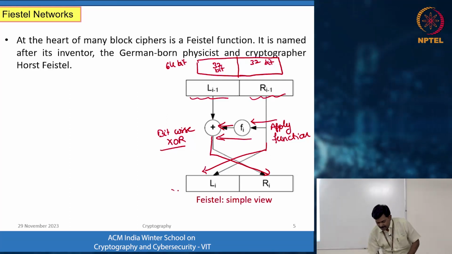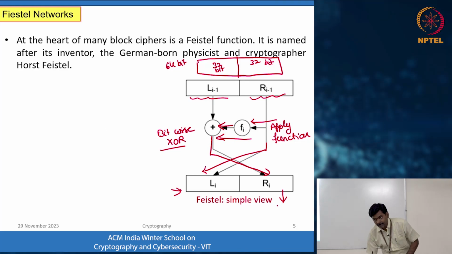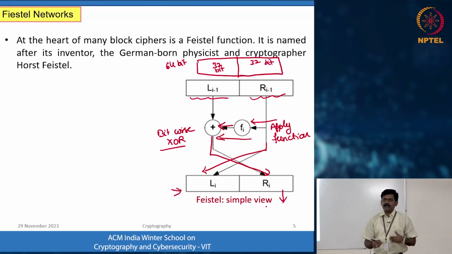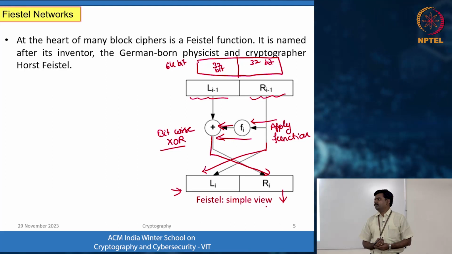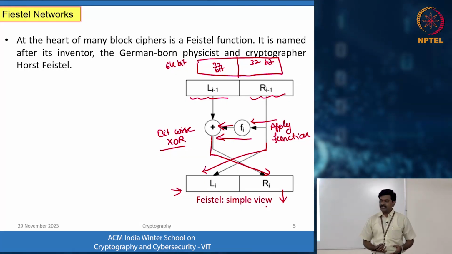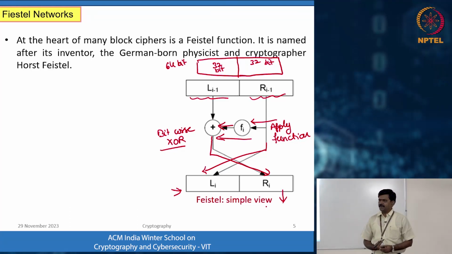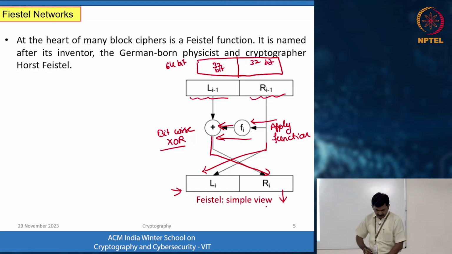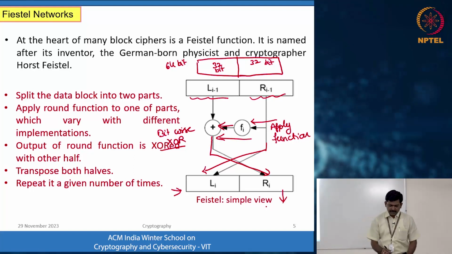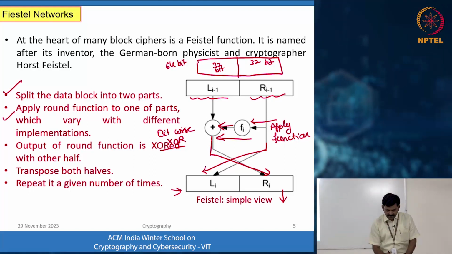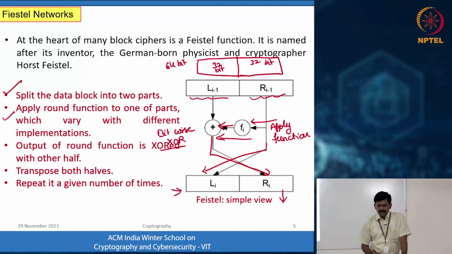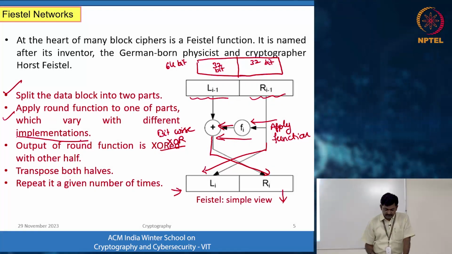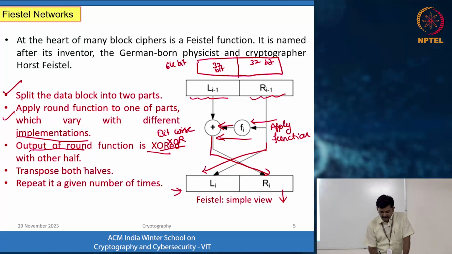Again, keep the left as it is, take the right, apply the transformation function. Iterate this. You can iterate 10 times, 16 times, as many times as you want. So this is the Feistel network. As I said, split the data into two parts, apply the transformation function on one part, which varies from algorithm to algorithm, and the output of that function is XORed with the other half.